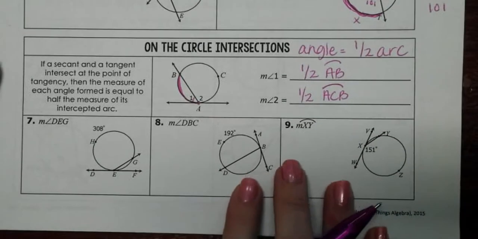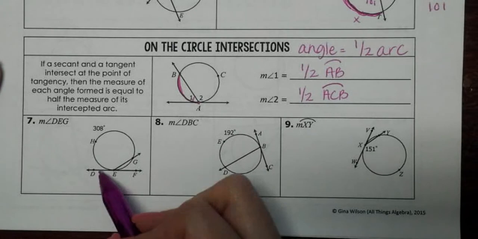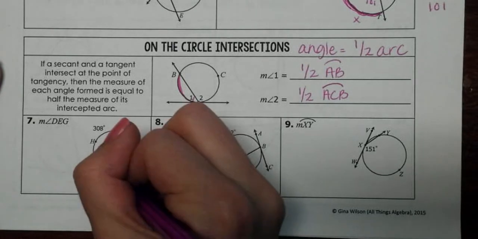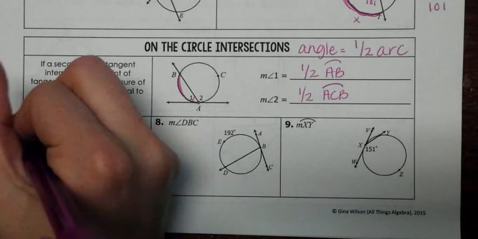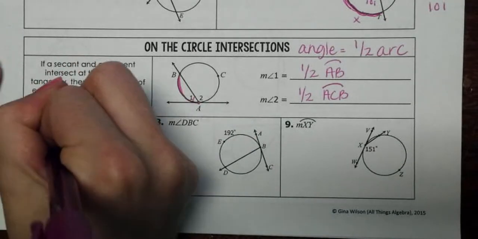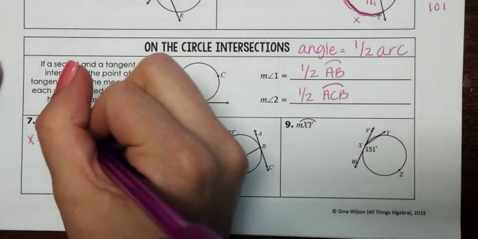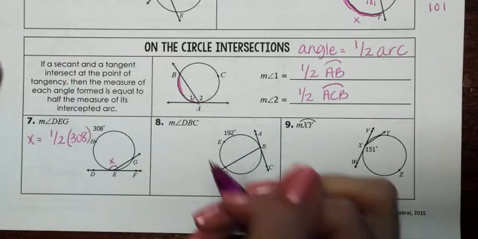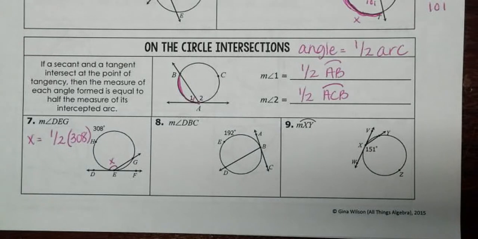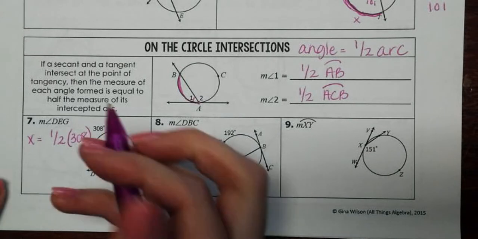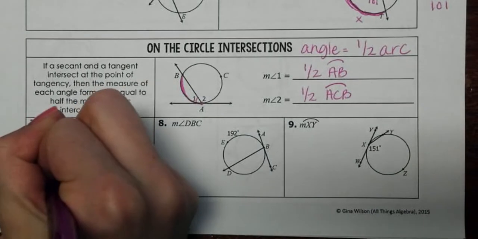So number 7 asks for angle DEG. That's the angle. I'm going to call it X. So I'm going to put X equals half of the arc that it's across from. So half of 308. 308 divided by 2 is going to be 154 degrees.